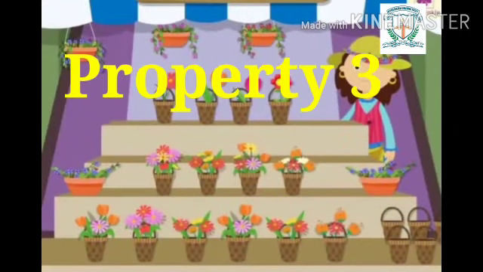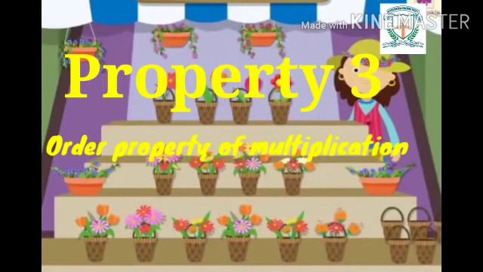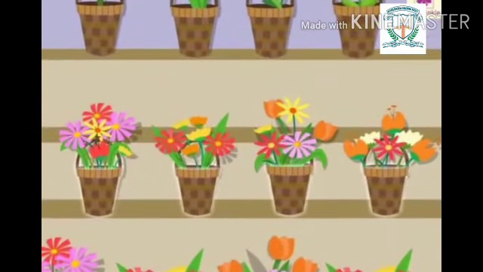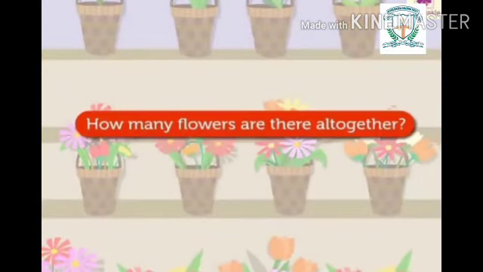Property 3. Order property of multiplication. Let's take an example. There are 4 baskets. Each basket contains 6 flowers. How many flowers are there altogether? 4 multiplied by 6 is equal to 24. So, there are 24 flowers.